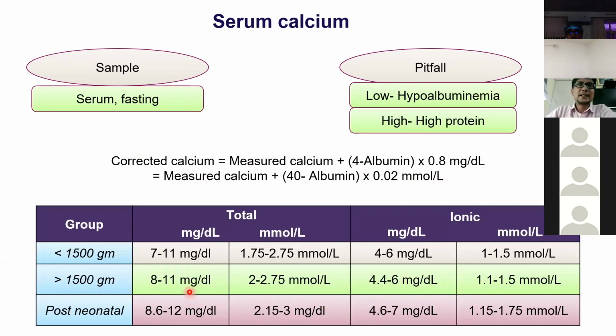Now there are different cutoffs for different age groups, like in preterm less than 1500 grams, more than 1500 grams, and postnatally. After the postnatal period, 8.6 to 12 milligram per deciliter is the normal total calcium value, while ionic calcium is 4.6 to 7 milligram per deciliter. So we have to remember these cutoff values, and we have to see the clinical scenario along with all these patient age related cutoff values.